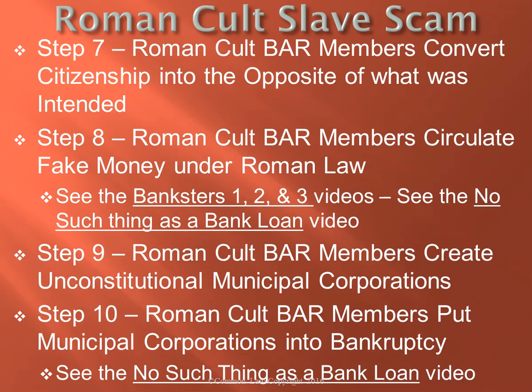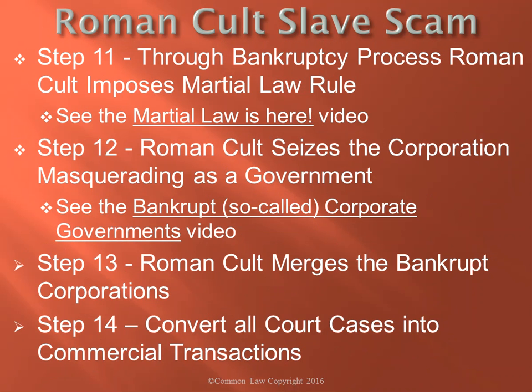And step 7 was their Roman cult bar members convert citizenship into the opposite of what was intended. And step 8 was the Roman cult bar members circulate fake money under their Roman law. See bar members 1, 2, and 3 videos, and see the no such thing as a bank loan video. And step 9, the Roman cult bar members create unconstitutional municipal corporations. Step 10, the Roman cult bar members put the municipal corporations into bankruptcy. See the no such thing as a bank loan video.